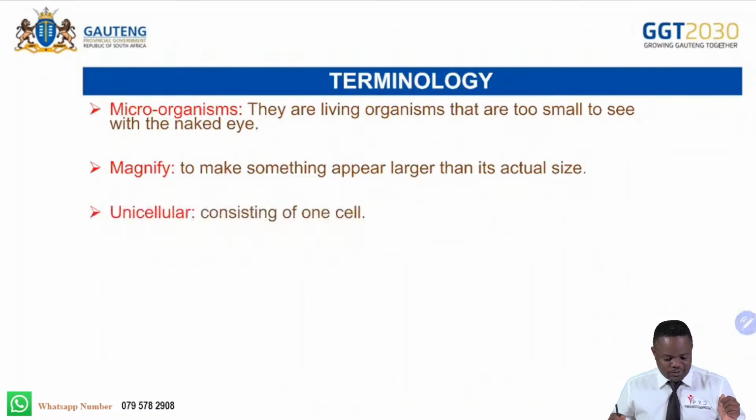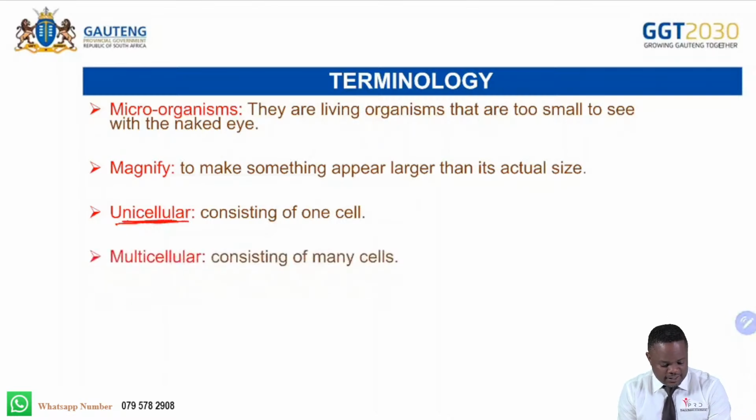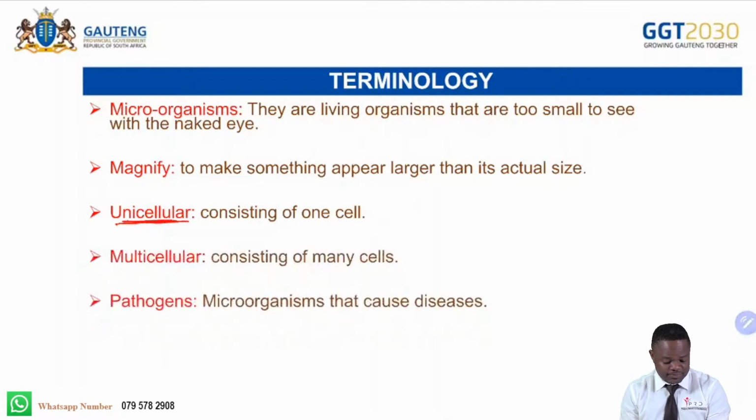Right, then we talk of what we call unicellular. So when we're saying something is unicellular, we're saying it consists of one cell. I'm sure we know what cells are. We have typical animal and plant cells and so on, isn't it? So when we're saying something is unicellular, it consists of a single cell. And then we have multicellular. This is something that consists of many cells. Right, take note of these terms.